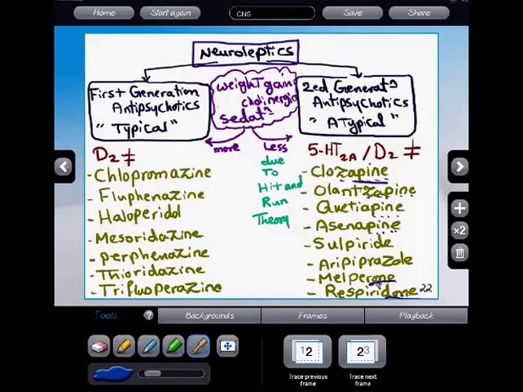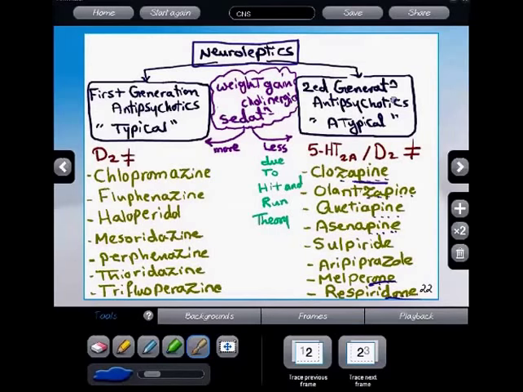They act by what is called the hit and run theory. The most important thing about this is why the second generation has fewer side effects than the first generation, even though both still act as dopaminergic blockers. So why does the second generation have fewer side effects than the first? Because the mechanism occurs by hit and run.